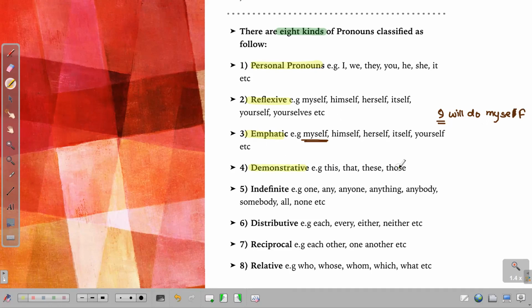Demonstrative, used as this, that, these, those. Indefinite, when there is no definite number: one, anyone, anything, anybody, somebody. Distributive: each, either of, neither of. Reciprocal, which reciprocates: one another, each other, etc. Relative is the most commonly used in exams, like who, whose, whom, which, and that.